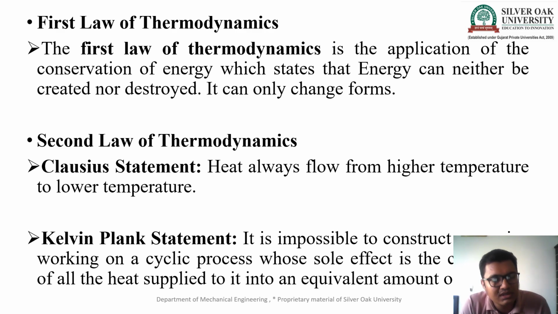Now we consider the second law of thermodynamics. In the second law of thermodynamics, there are two statements. The first one is called the Clausius statement and the second one is called the Kelvin-Planck statement. In the Clausius statement, Clausius states that heat always flows from high temperature to low temperature naturally. If I want it to flow from low temperature to high temperature, then I need to give some additional work to the system. Let's take one practical example.